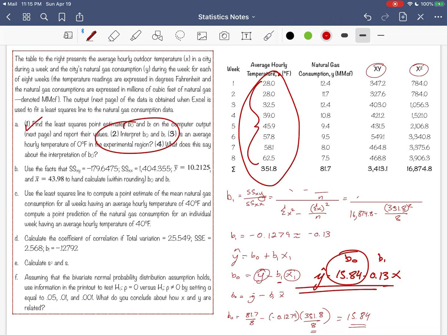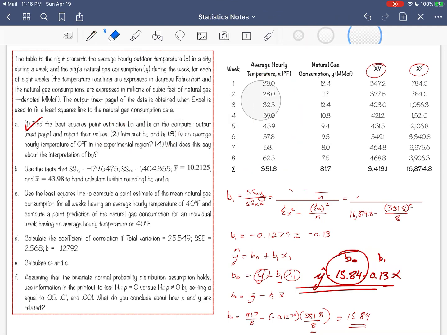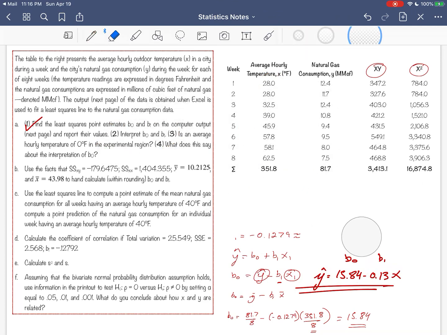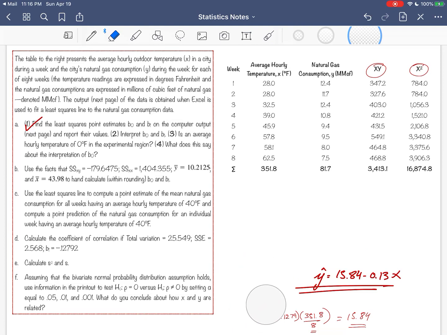And so in this case, although technically the answer is when x is 0, so basically when Fahrenheit is 0, the consumption of natural gas in this city is 15.84 million cubic feet of natural gas. The correct answer is actually undetermined because 0 was not one of the values used to derive the equation. So I'm just going to clean this up here, leaving the equation solid.